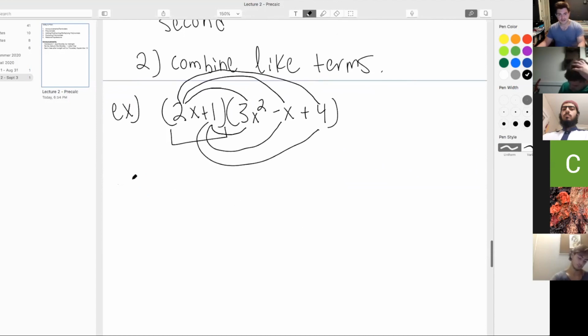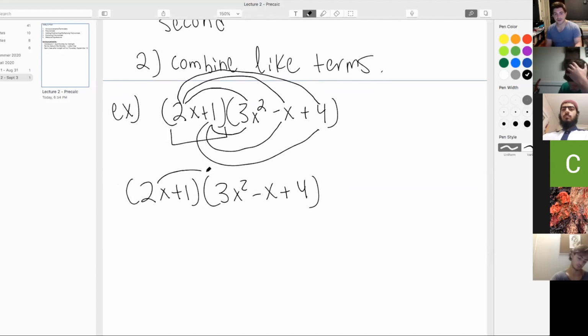So I'm just going to write this over again, because now that looks a little sloppy. So 2x plus 1 multiplied by 3x squared minus x plus 4. Okay, anyways, so what happens when I do 2x multiplied by 3x squared? That is 6x to the third.